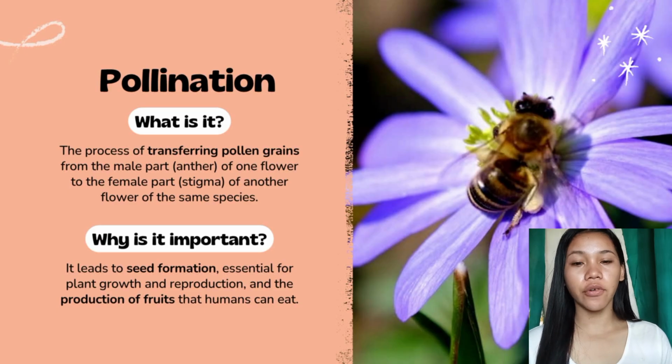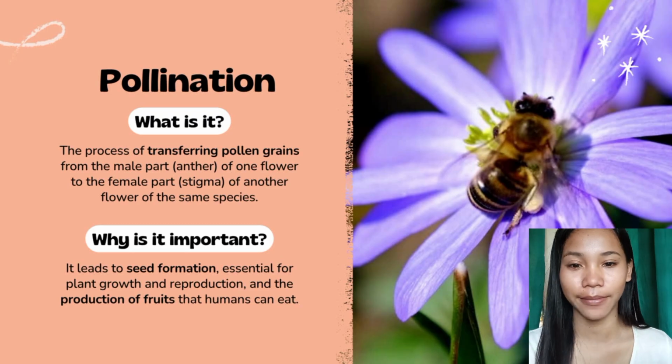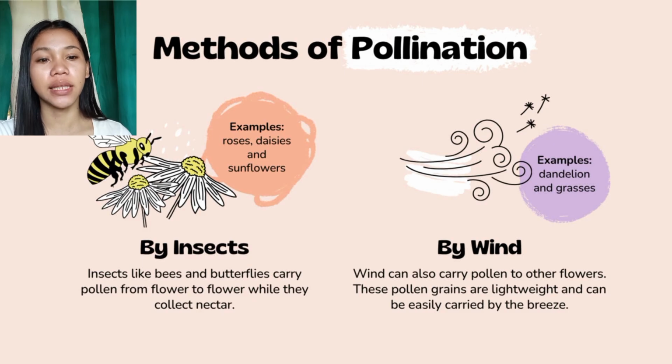And now let's move on to pollination. What is pollination? Pollination is the process of transferring pollen grains from the male part, or the anther, of one flower to the female part, which is the stigma, of another flower of the same species. And why is it important? It is important because it leads to seed formation, essential for plant growth and reproduction and the production of fruits that humans can eat.